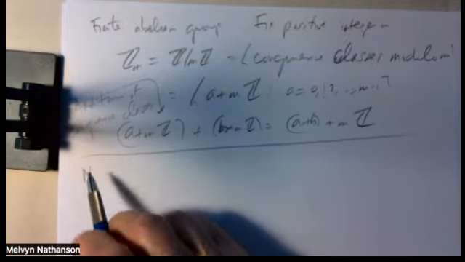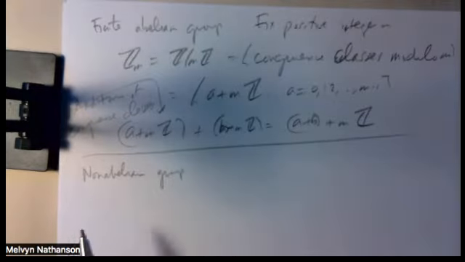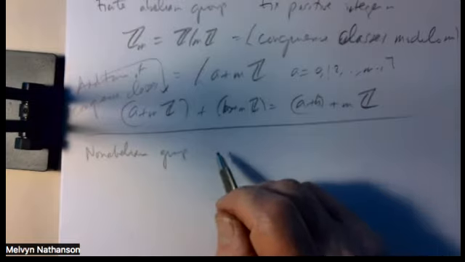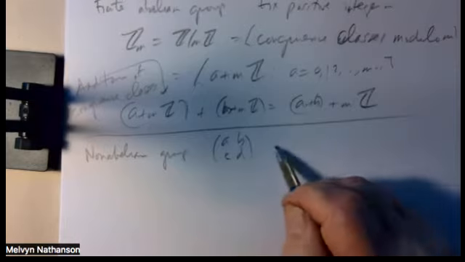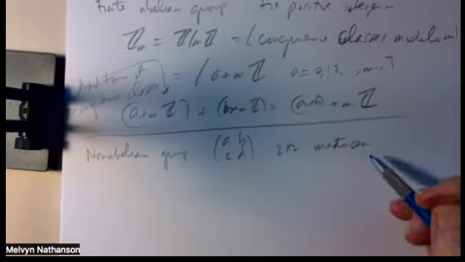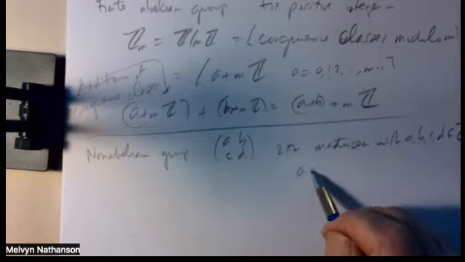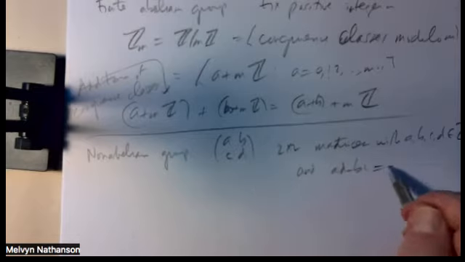So a group that's not abelian is called a non-abelian group. So not the simplest example, but one of the most important examples of a non-abelian group is 2 by 2 matrices with integer coefficients. A, B, C, D are integers. And the number AD minus BC, which is called the determinant of the matrix, is equal to 1.